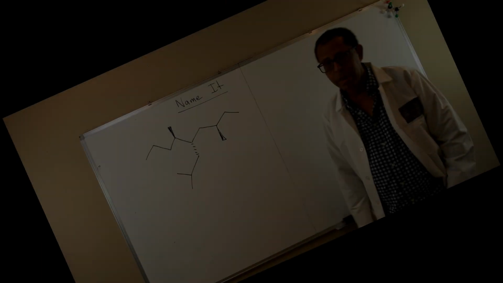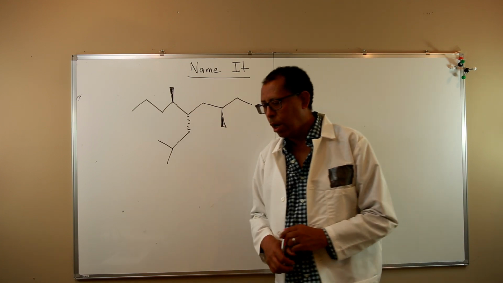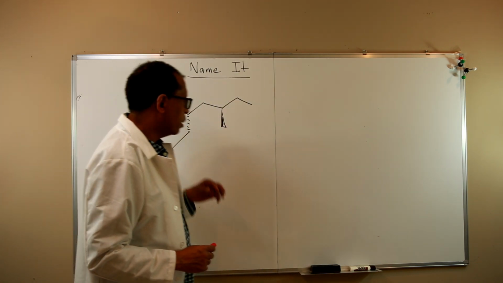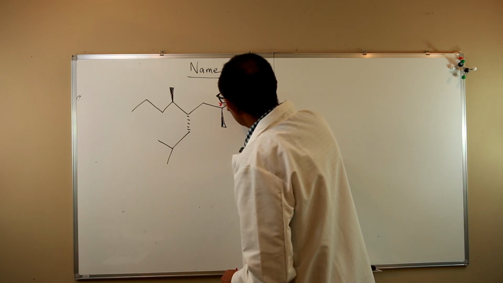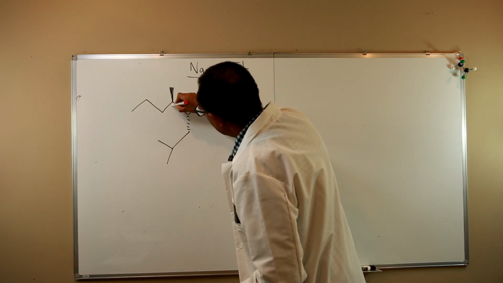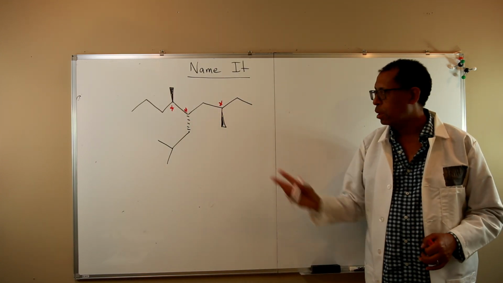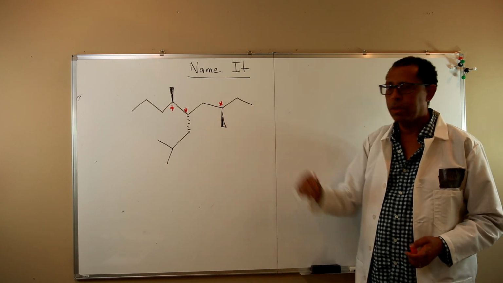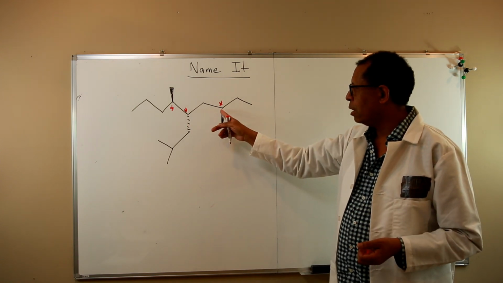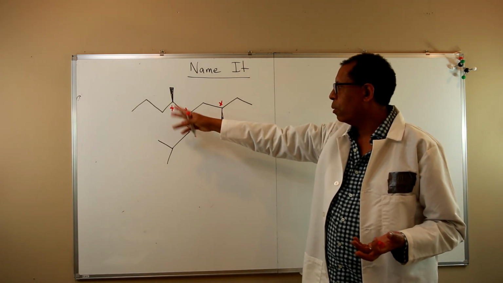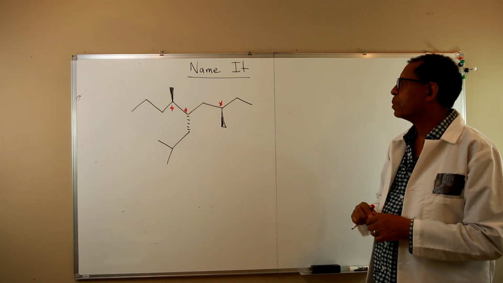Here you see another molecule, and the assignment is just to name this compound. It obviously shows stereochemistry. It's already shown that these are the stereogenic centers, and they are written with absolute configuration. Their absolute configuration is known, so it's not ambiguous whether it is R or S. Those are already given to us.